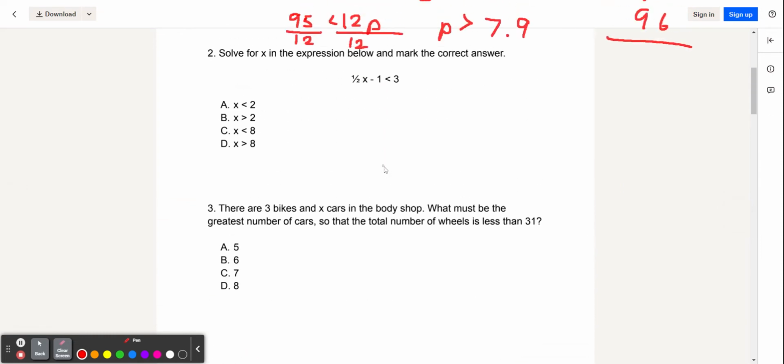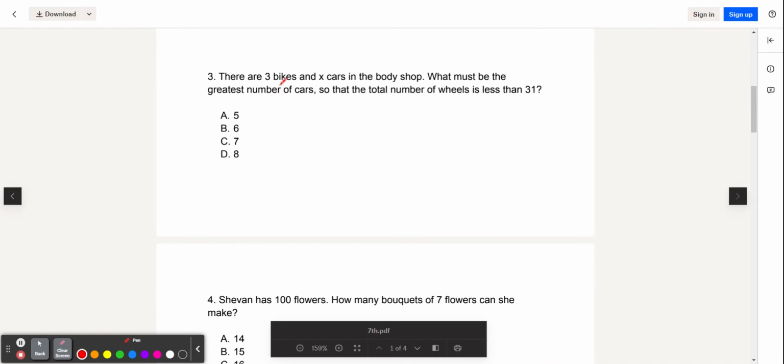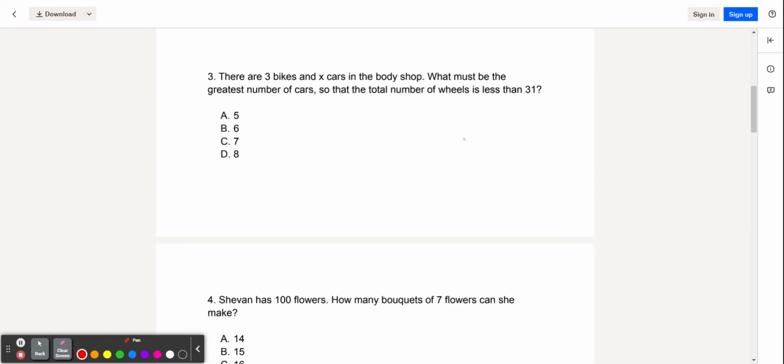We'll skip number 2. Number 2 is not a word problem, but simply just some math for you to do. Number 3 is a word problem. There are 3 bikes and X cars in the body shop. What must be the greatest number of cars so that the number of wheels is less than 31?